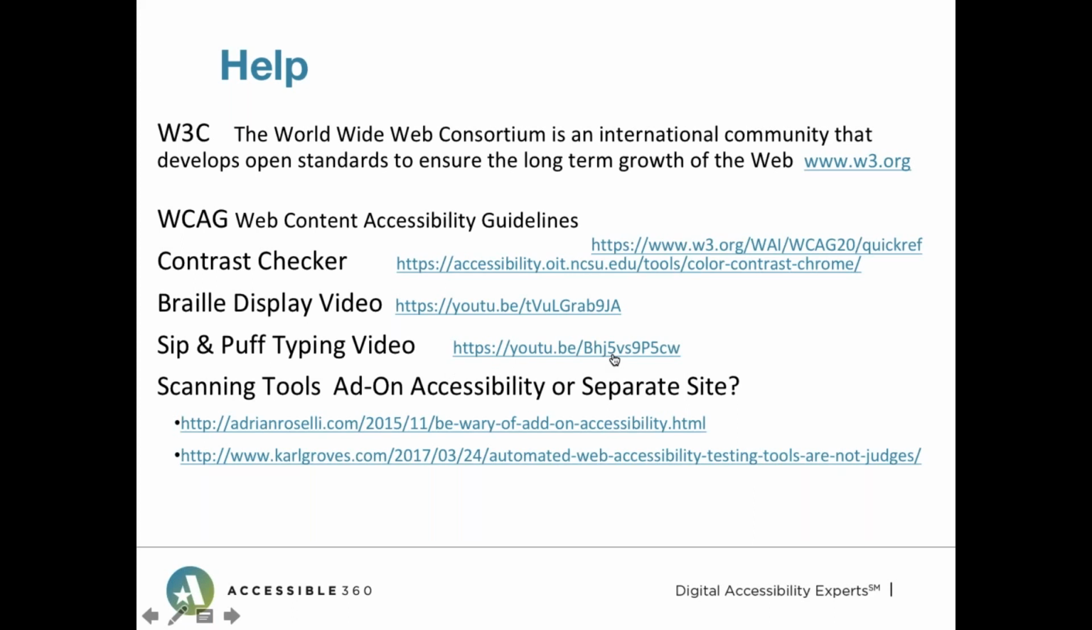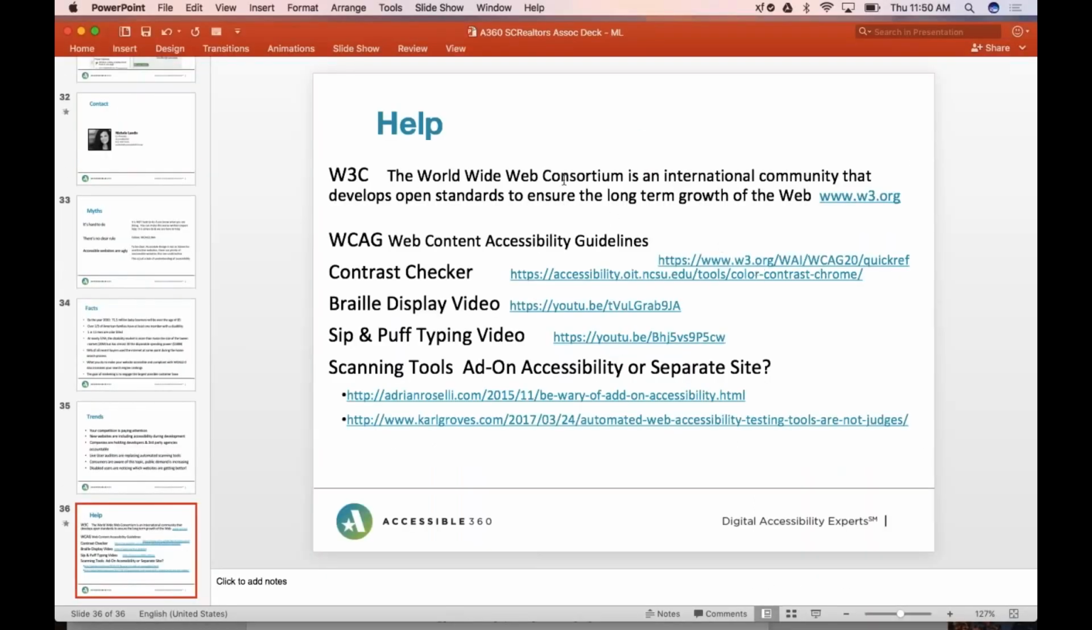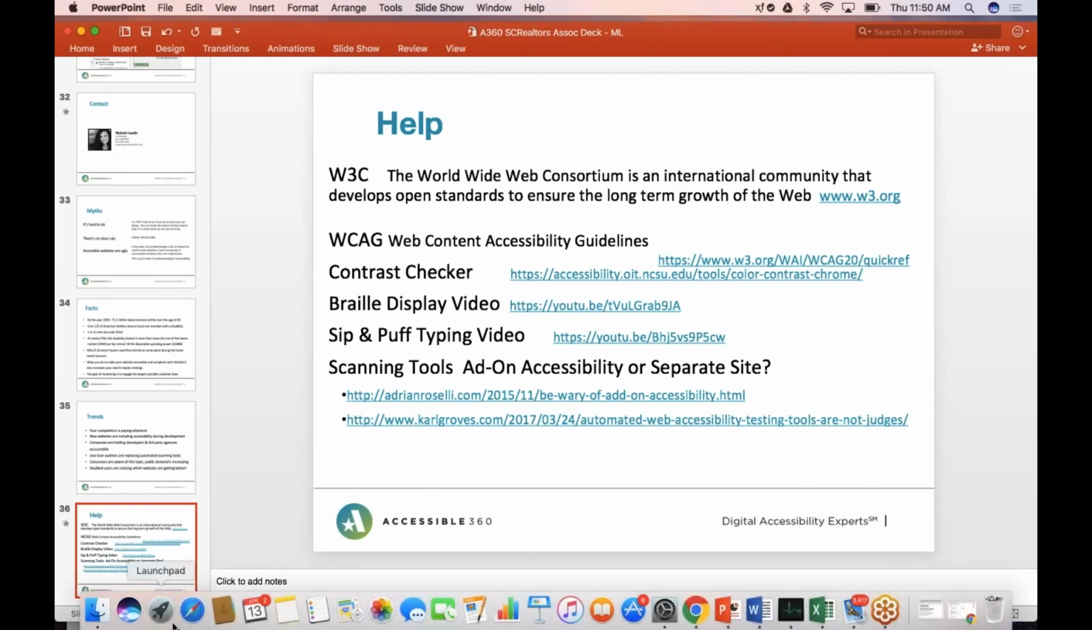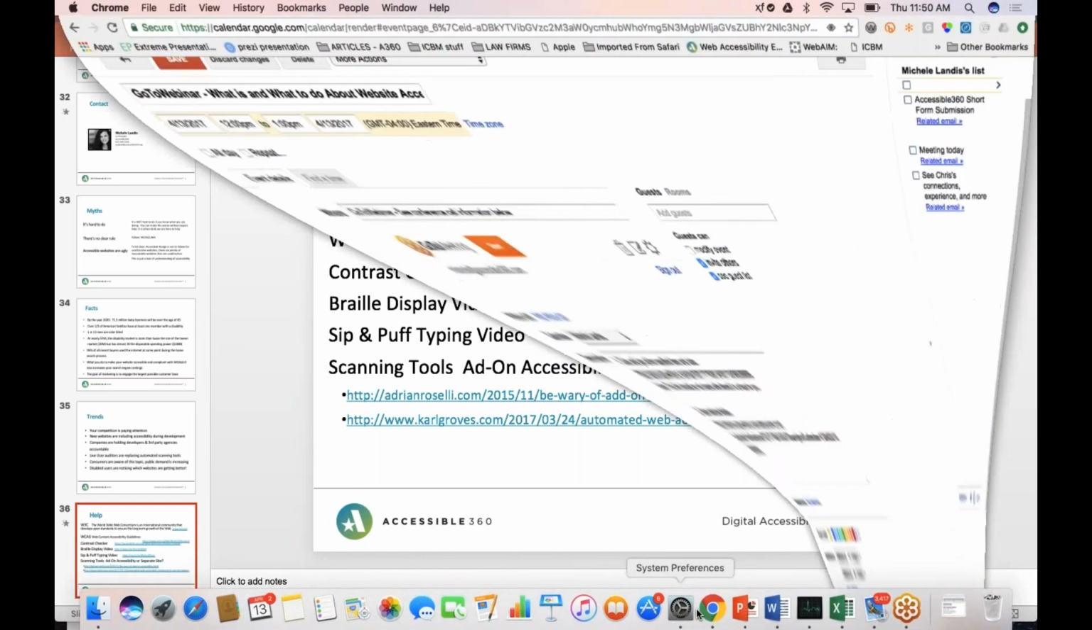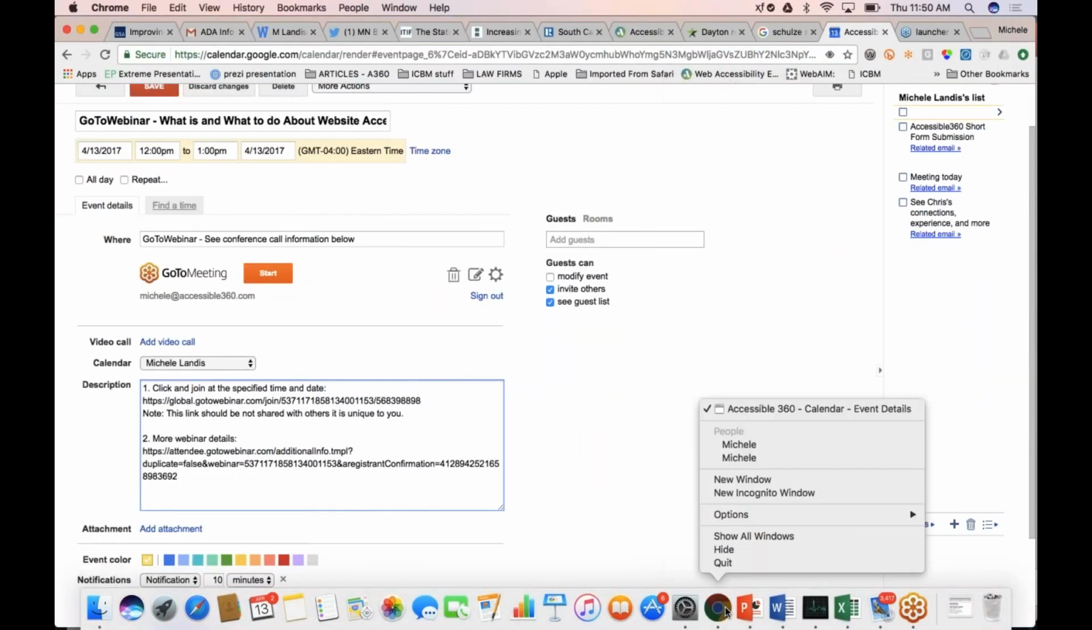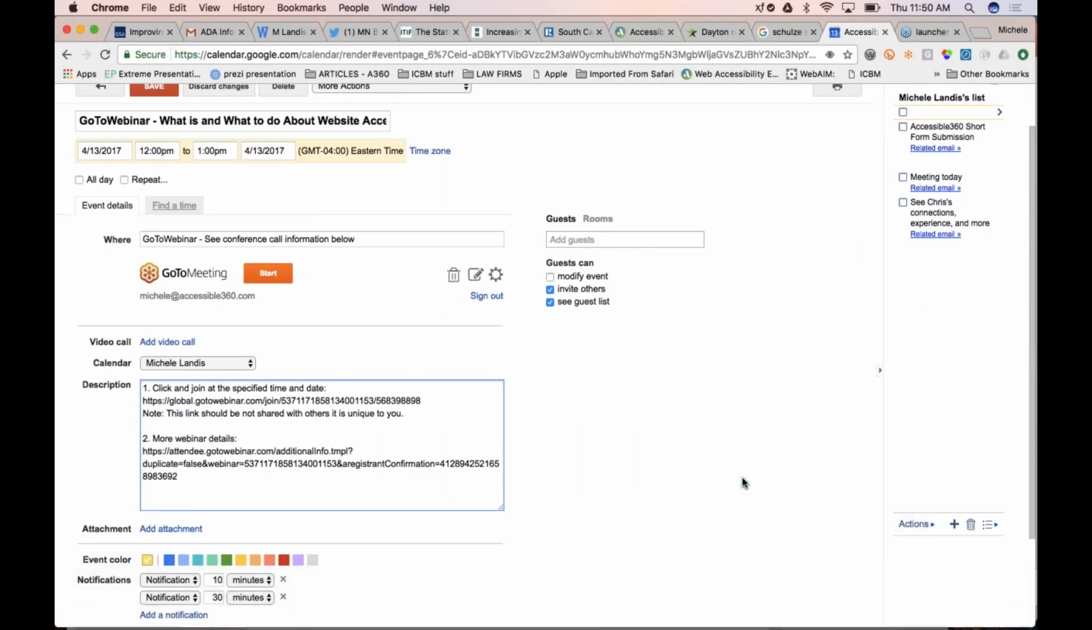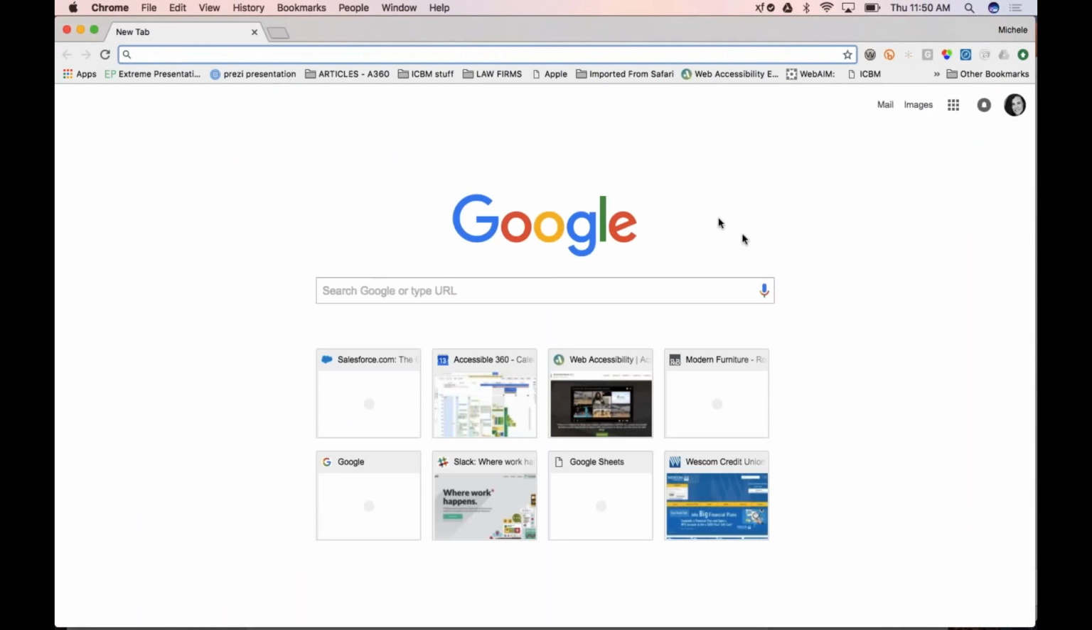A separate site, Nike did that years ago. It's a bad idea. It is really a separate site for those kinds of people, and that is not a good idea. I'm going to jump out to a new window here and show you a couple of different things.